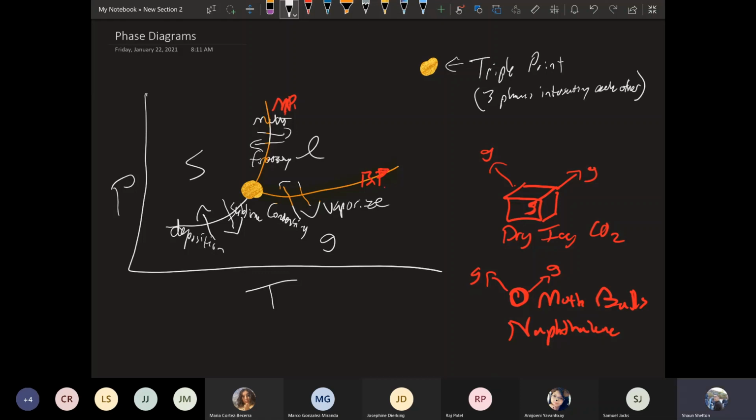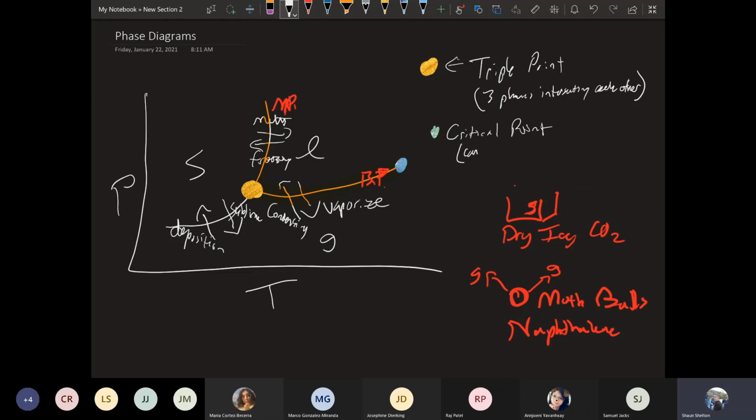So here we have our solid, our liquid, and our gas phase coming together to form that one triple point. Now the other one that you're going to see is found up here. This one is called the critical point. And the critical point is where you cannot distinguish between a liquid or a gas.